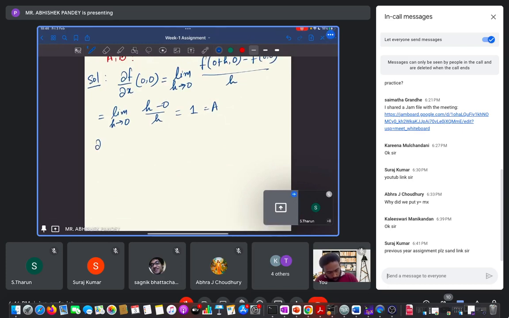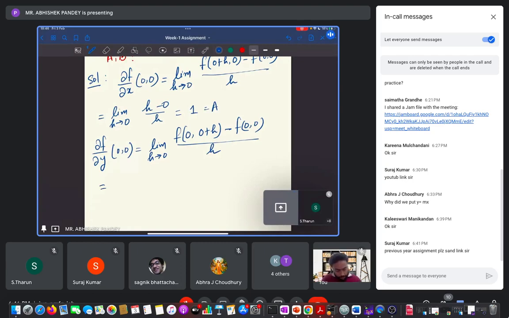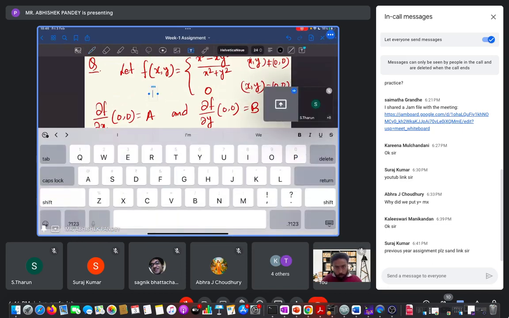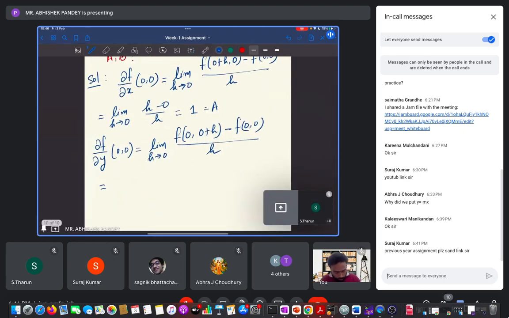Now let us see partial derivative with respect to y. Limit h tends to 0, f of 0 comma 0 plus h minus f of 0 comma 0 upon h. Okay, so again you have to put the value. So again x is 0, so the numerator will be 0. Okay, so this limit will be 0. This is b. So a is equal to 1 and b equals 0. Okay.